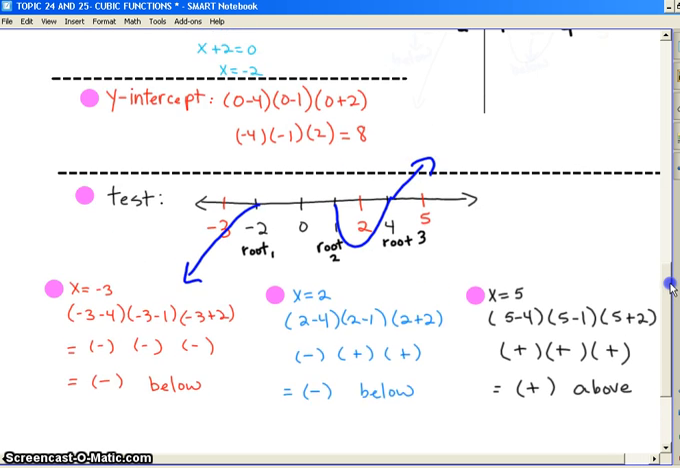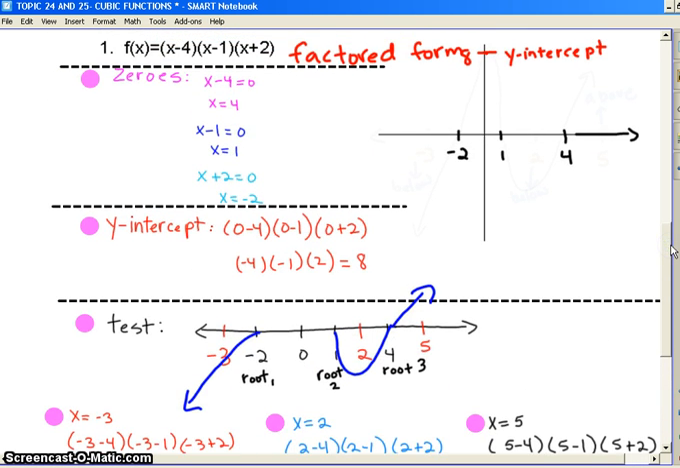Okay? So put all that information into your graph. Okay? It's going to go down here. I have to go up to the y-intercept, back to this root. We know it's going to be negative here and here, and then positive. Okay? So your graph's going to look like that.